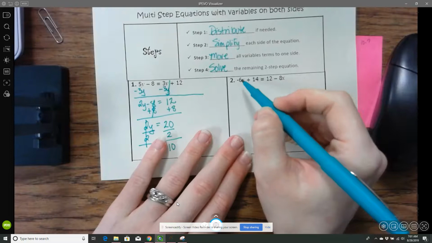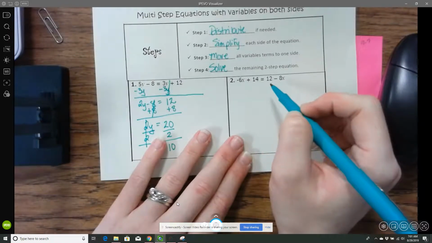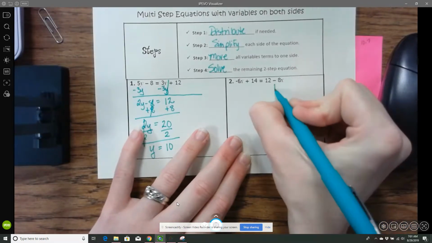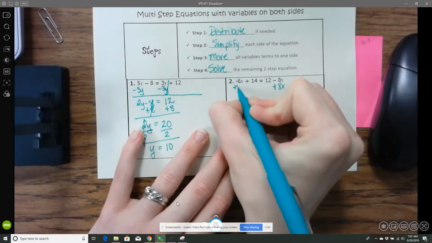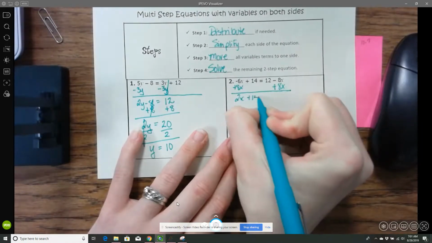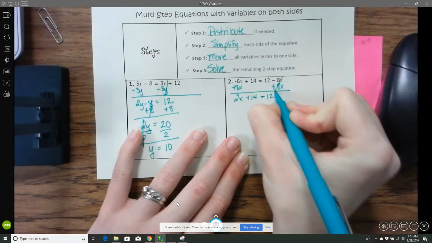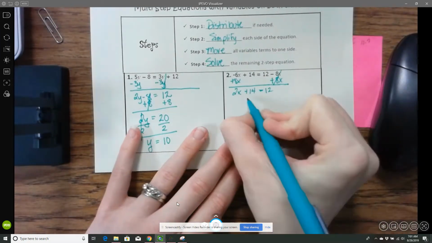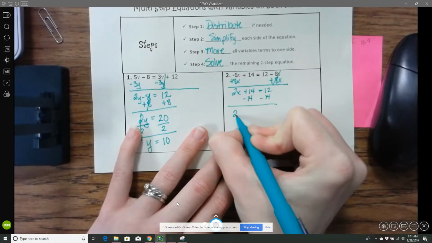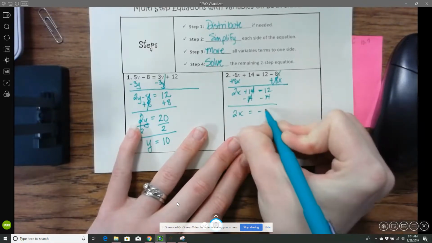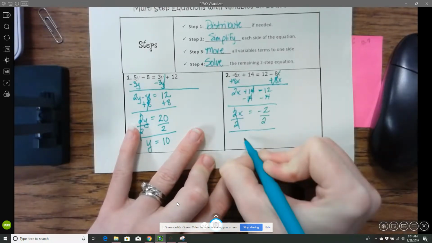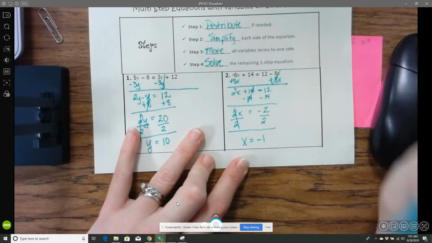All right, so in this one, same thing. I've got a negative 6x plus 14 equals 12x minus 8x. So I'm going to move the 8x. So I'm going to add an 8x to both sides. So here I'd have a positive 2x. And again, I'm left with just a two-step equation. So I can subtract 14 from both sides. And then divide by 2. And I get x equals negative 1.